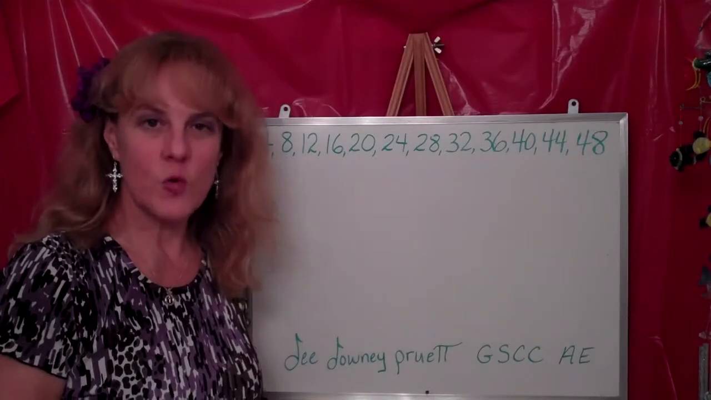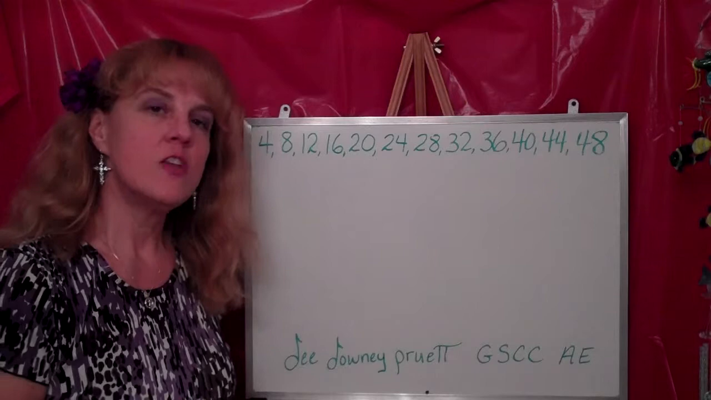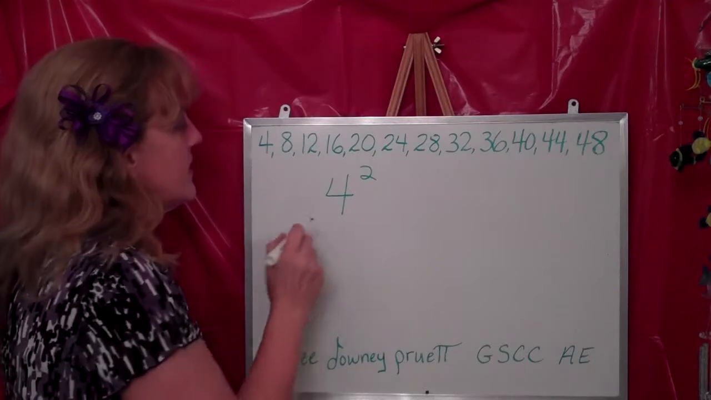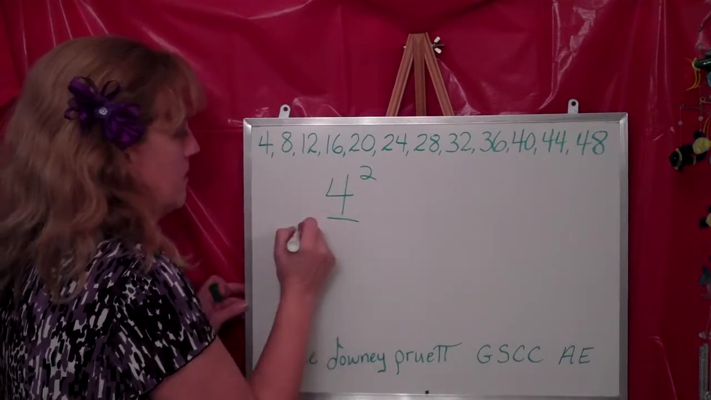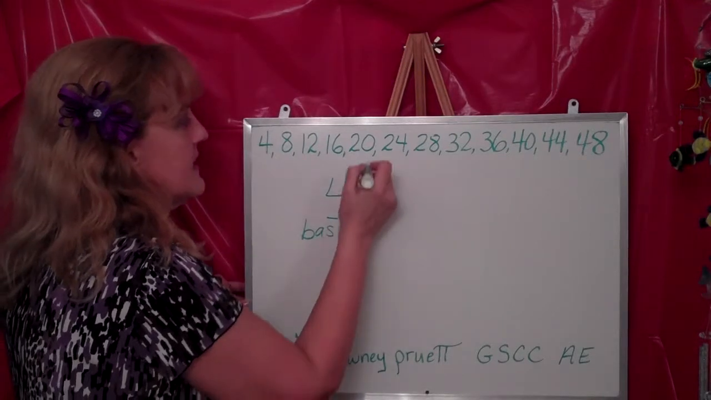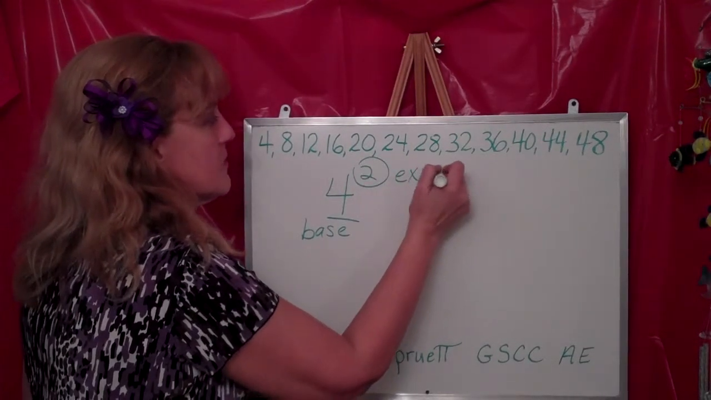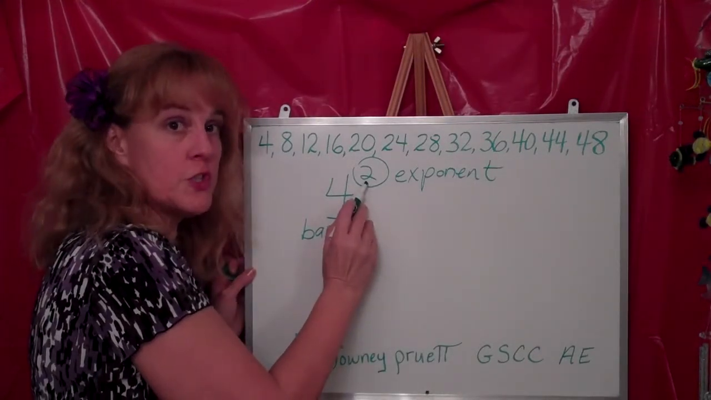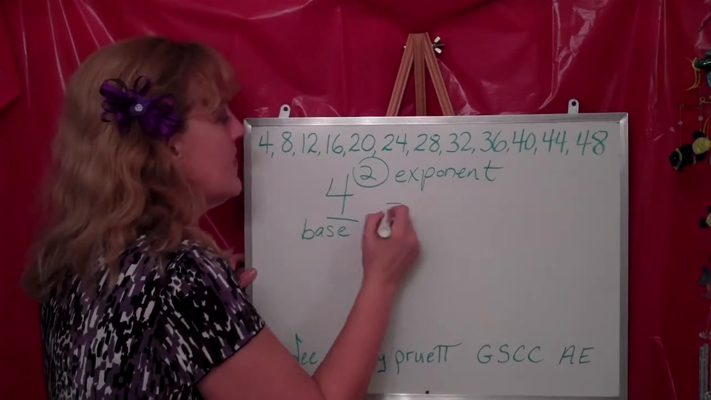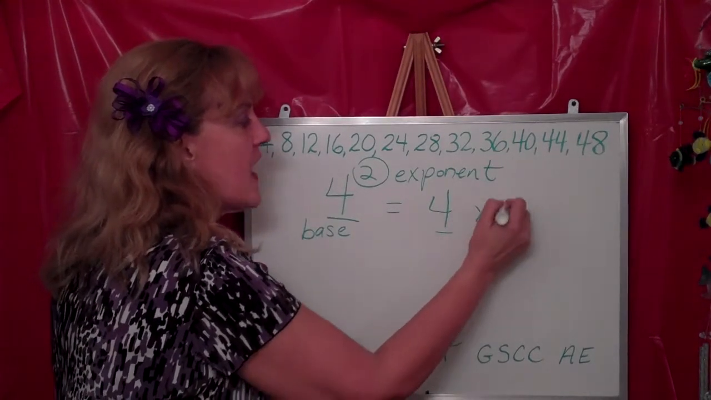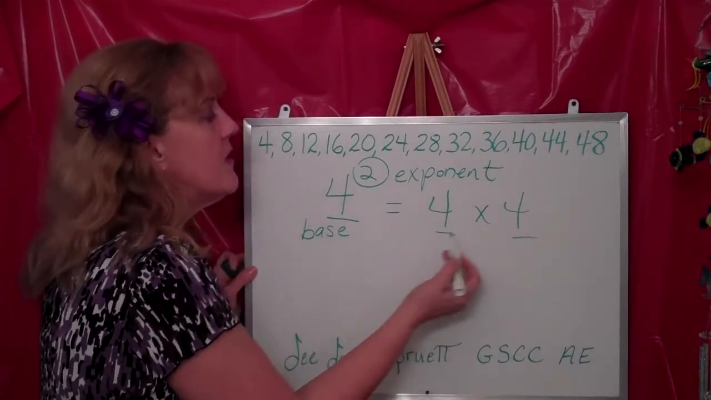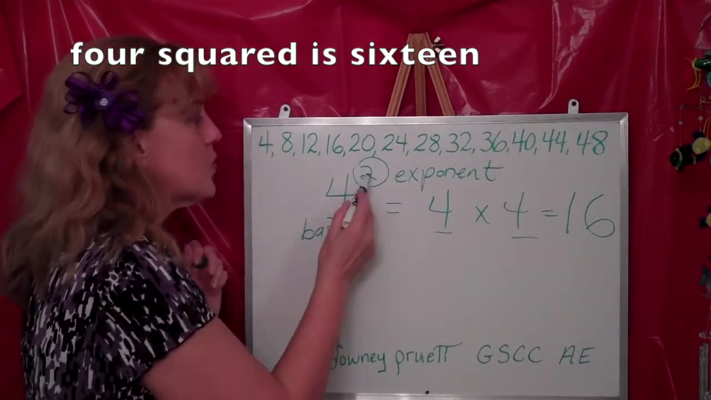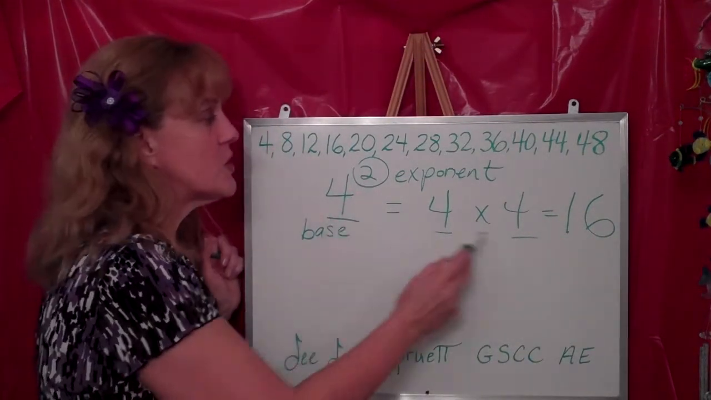We just reviewed that 4 times 4 is equal to 16. Another way of writing that is 4 to the second power. This 4 is called the base, and this 2 is called the exponent. When you have the base 4 raised to the power of 2, you can also call that 4 squared. That means the base 4 is used as a factor 2 times. 4 times 4 is equal to 16.